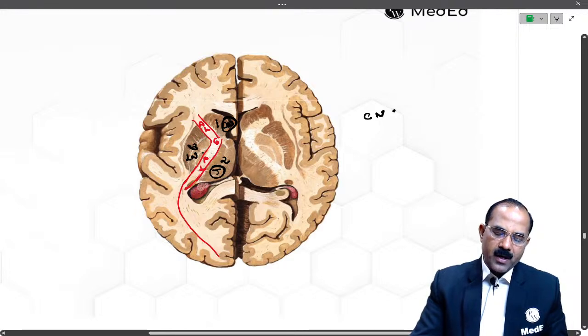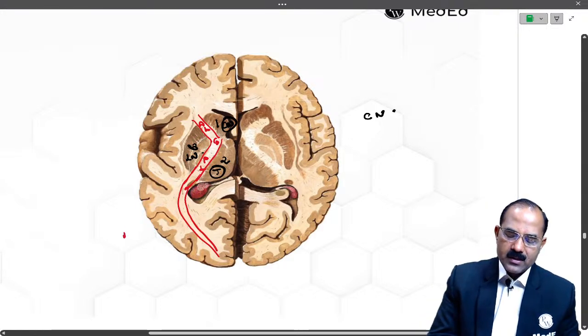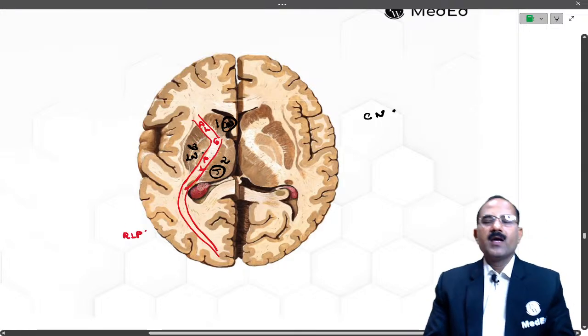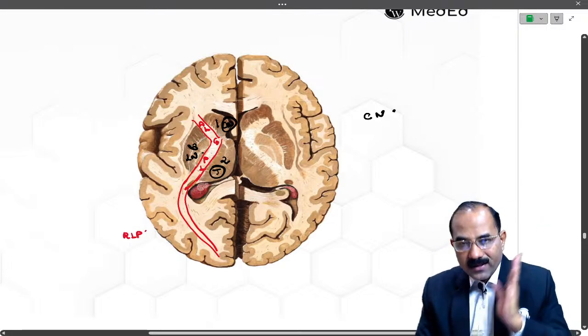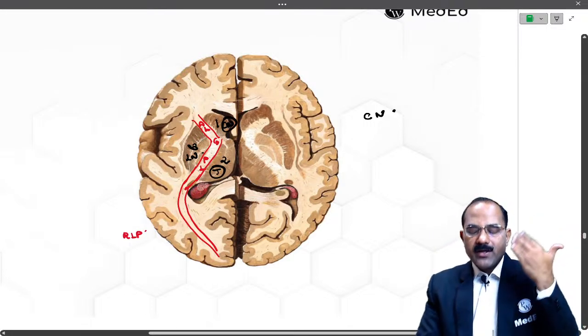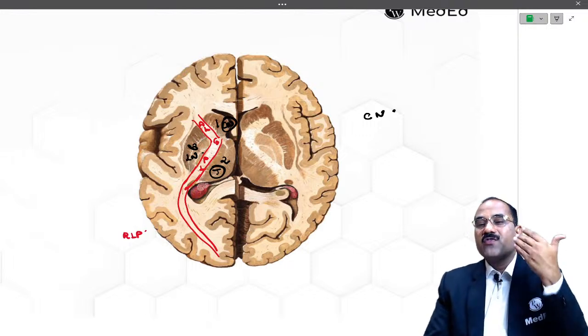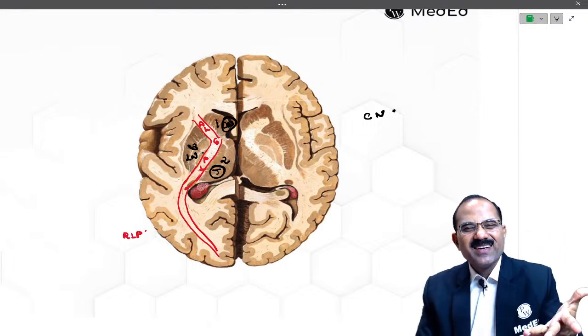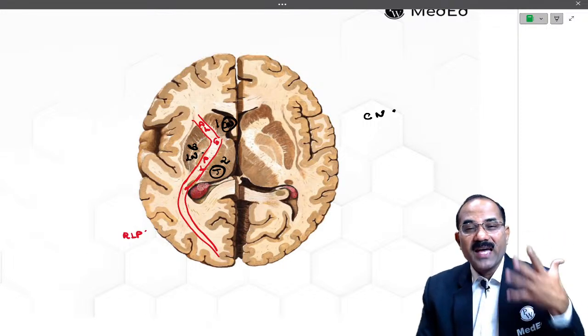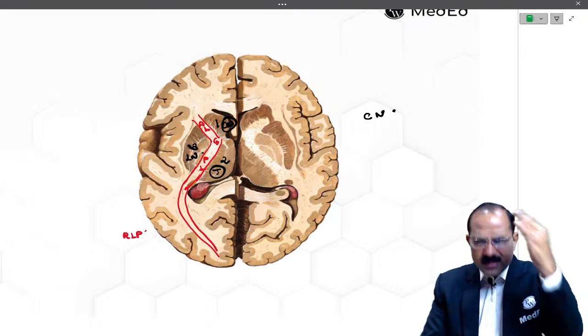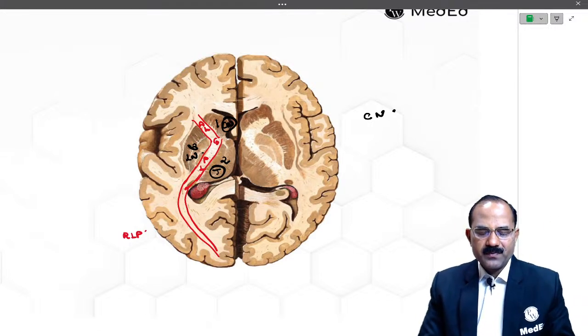What is this part? What do we call this, children? This is the retrolentiform part. Retrolentiform part lies behind the lentiform nucleus. The retrolentiform part is going to the occipital lobe. So bacho, what fibers is it going to carry? The retrolentiform part is going to carry which fibers? That's the easiest way to understand this. Anyone?